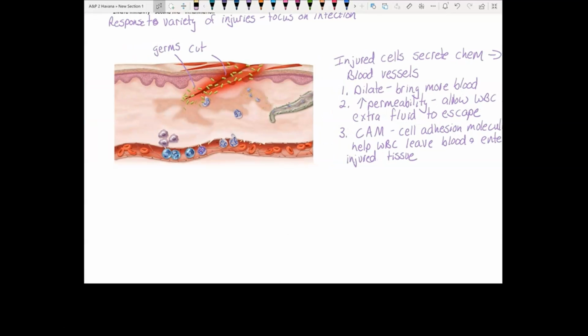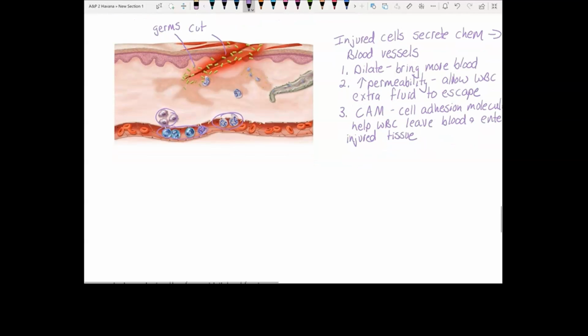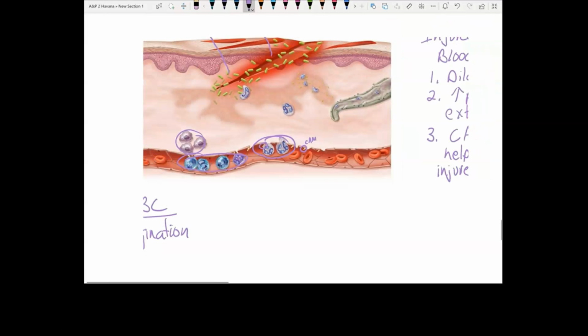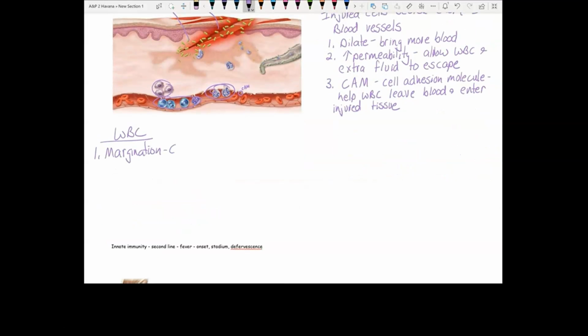Now let's look at what the white blood cells are doing. Because we have the dilation, there's more blood coming in, which means more white blood cells. Here you can see here and here and here. These are all the white blood cells coming into the area. They go through 3 steps. Step 1 is margination. This is where a CAM catches the white blood cell. If you look closely here, these little hooks, that is a CAM. And you can see, right here, those little hooks catch the white blood cell. So margination is a CAM catches the white blood cell as it flows by.